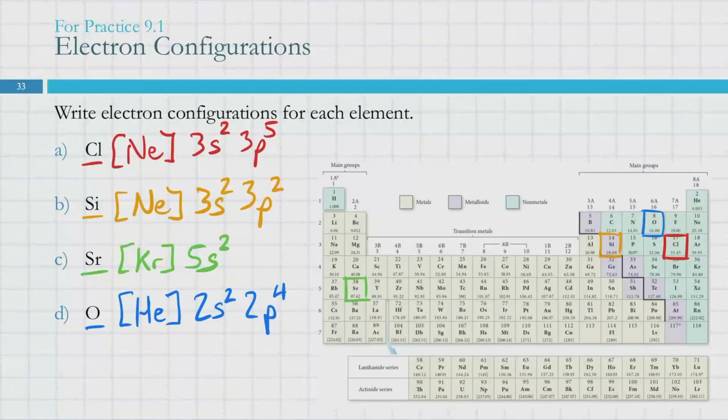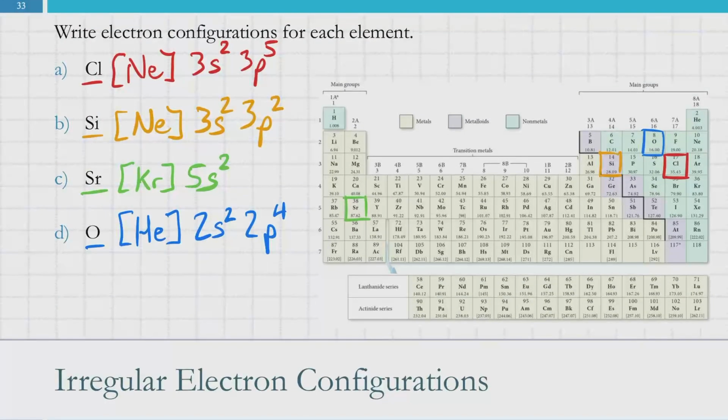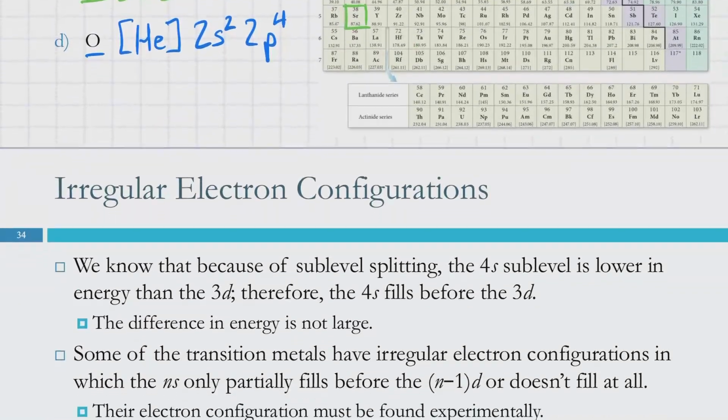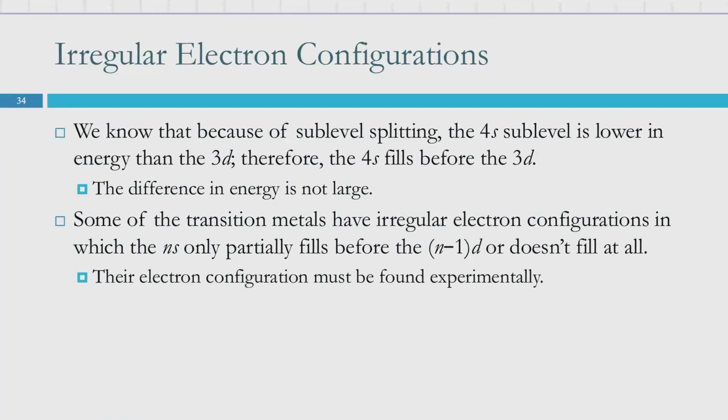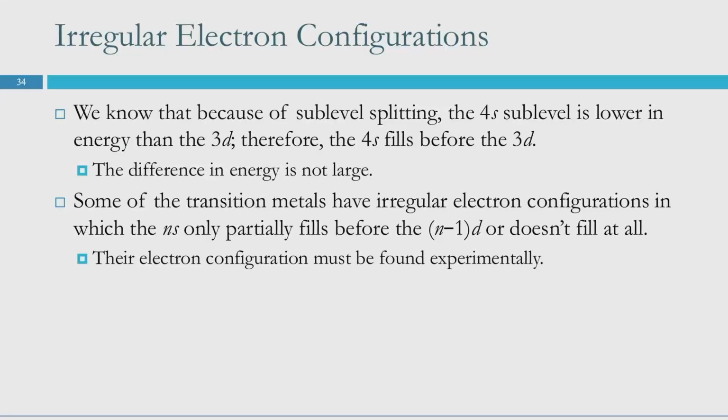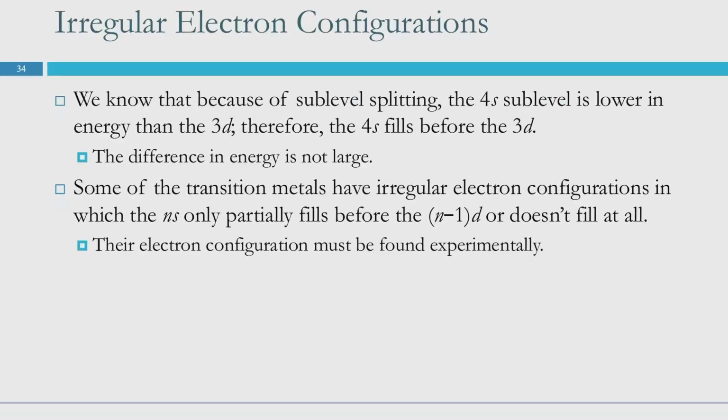Our main group elements tend to have pretty normal electron configurations, but there are some issues that rise up when we are in other groups. So when we're in our transition metals, for example, because of the way that sublevels work and the splitting and all that sort of fun stuff, the 4s fills before the 3d. It's not a large difference in energy though.